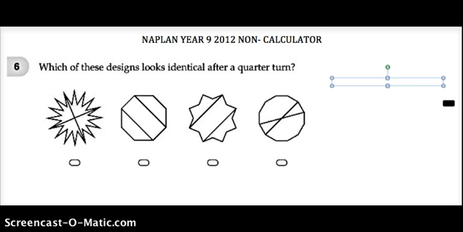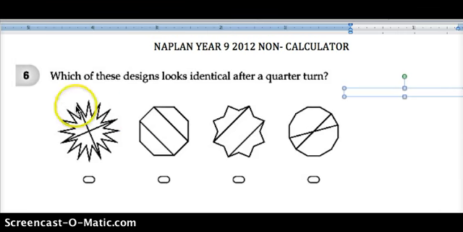Now question 6 of the 2012 non-calculator paper. Which of these designs looks identical after a quarter turn? Pause the video and attempt the question. Okay, now if we look at the first shape, it looks like each quadrant of the shape is identical. So if you rotated it a quarter of a turn, then this line would sit on there and that line would then sit on there, etc. So you would actually end up with an identical shape with a quarter of a turn.